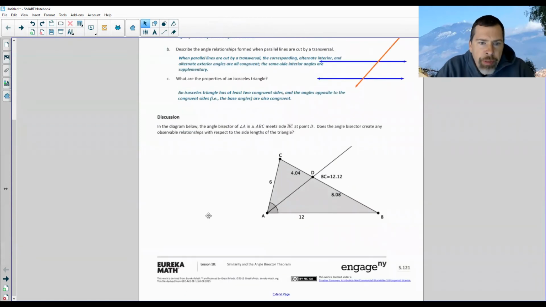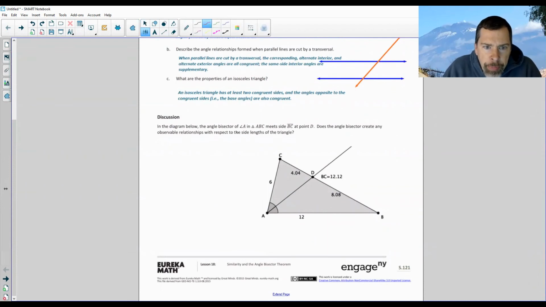Discussion. In the diagram below, the angle bisector, notice the term they just used, the angle bisector of angle A, which means this angle is congruent to this angle, in triangle ABC meets side BC at D. So this ray right here is a bisector of the angle CAB or angle BAC, whatever you want to call it. Does the angle bisector create any observable relationships with respect to the side lengths of the triangle?